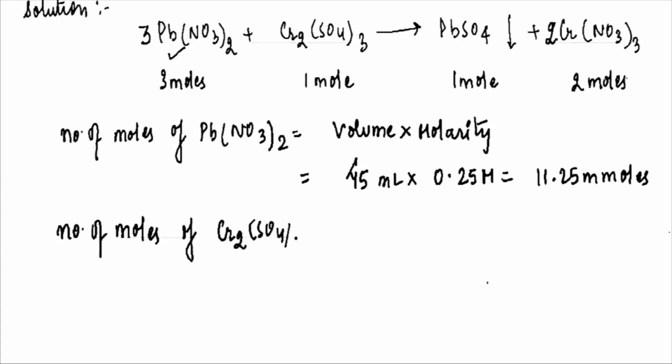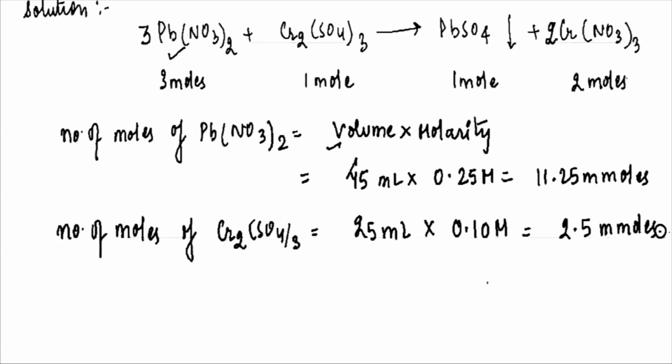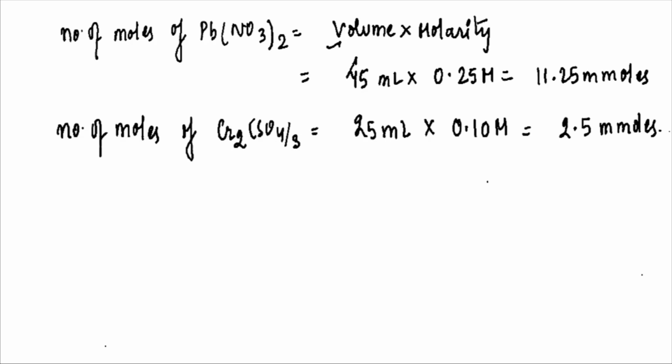Now the number of moles of Cr2(SO4)3 can be determined by using the same formula. That will be equal to the given volume, that is 25 ml, and the molarity, that is 0.10 molar. So this will be equal to 2.5 millimoles, right? So as we can see, I can write here that Cr2(SO4)3 is the limiting reagent, right?